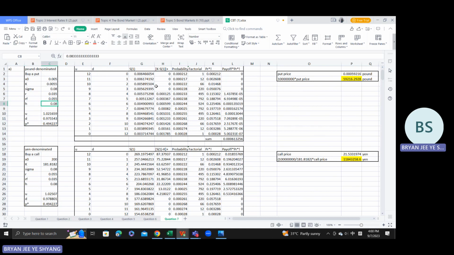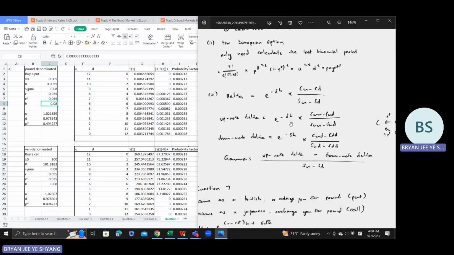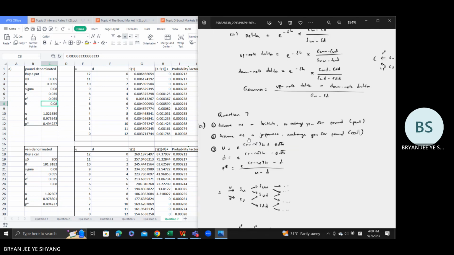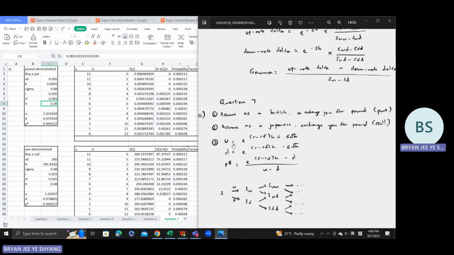Because this is a 1 month period, our U is calculated by this. For the exchange rate, U is equal to exponential to the power of (R domestic minus R foreign) times h plus sigma square root h. And then D is equal to exponential to the power of (R domestic minus R foreign) times h minus sigma square root h. And then our P naught is equal to exponential to the power of (R domestic minus R foreign) times h, minus D, over U minus D.